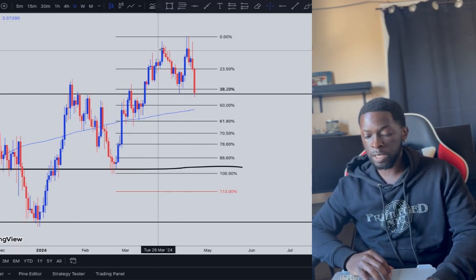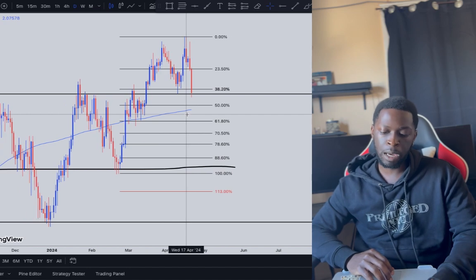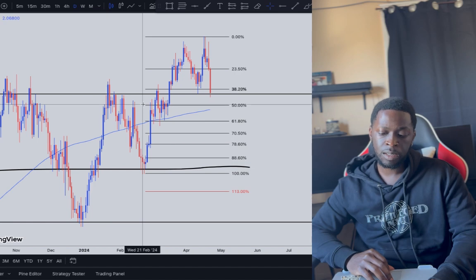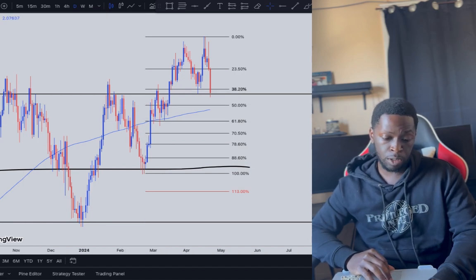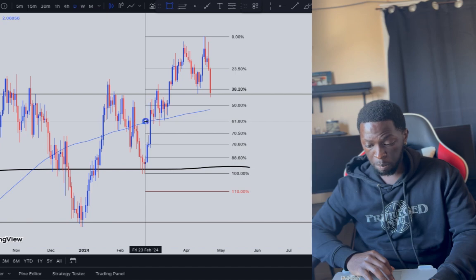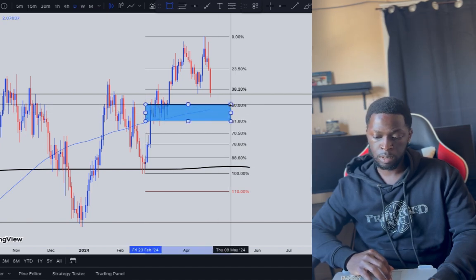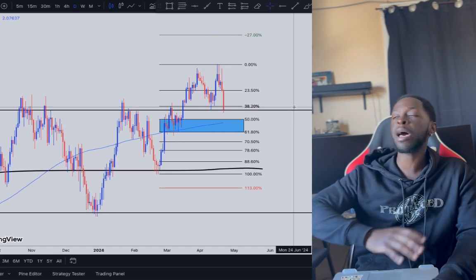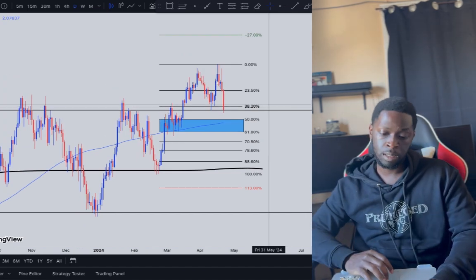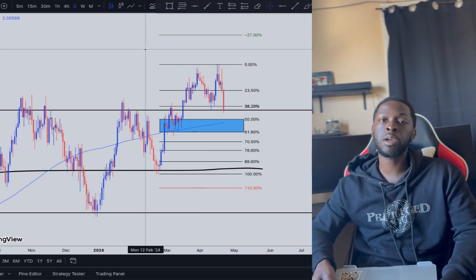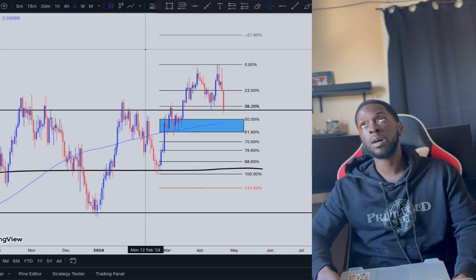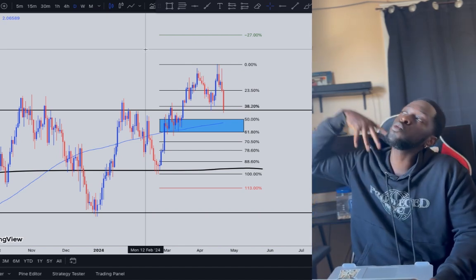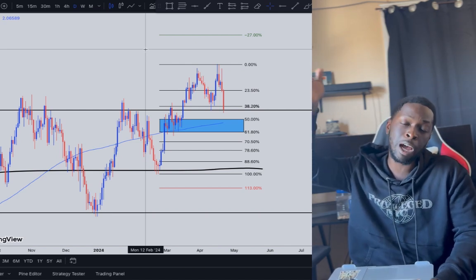And what we're looking for is a pullback to at least the 50-61 level. So what I like to do is draw a box around these levels. So your 50 and 61 level, I like to draw a box there, and inside of that box is where I'm looking for my buys. I'm looking for my lower time frame structure to form, show me some type of patterns, show me some type of bullish structure, show me that it's ready to take off and continue in the direction we know it's going to go.